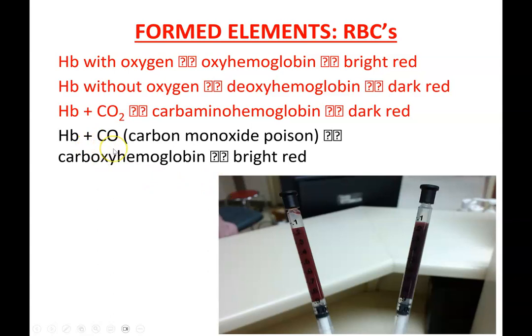Notably, when hemoglobin binds to carbon monoxide, which is a poison, it turns a bright red color, which makes it harder to detect the poison. The patient will not have the typical signs of someone who is depleted of oxygen, which would be a bluish coloration in the skin. Instead, the person may look healthy because of the bright red color of the hemoglobin bound to the carbon monoxide.